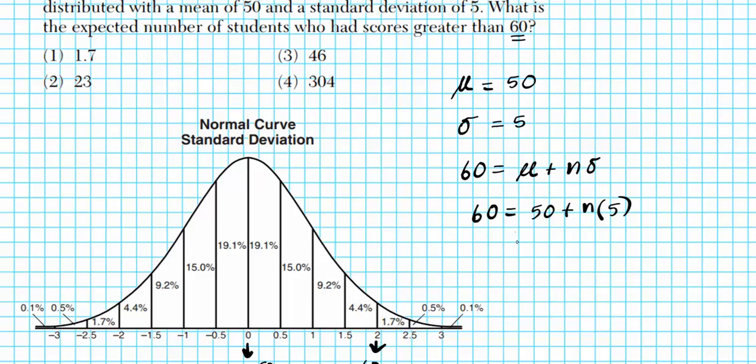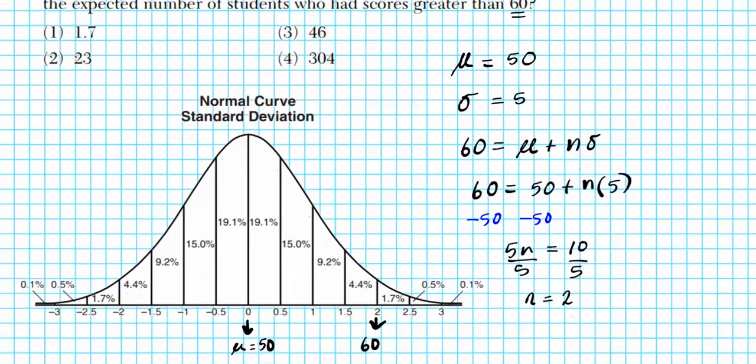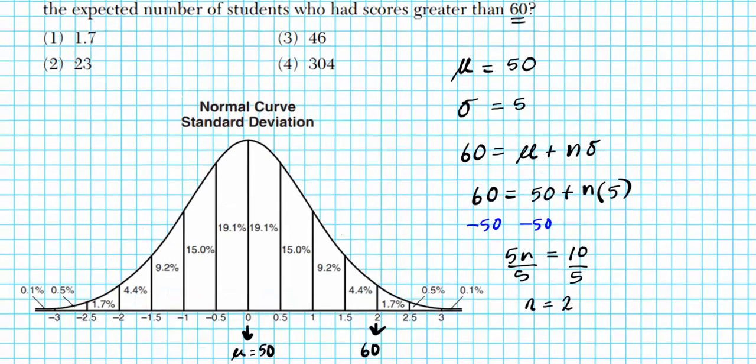What you do is subtract 50 from both sides. And then you have 5n, 5 times the number of standard deviations, equal to 10. 60 minus 50 is 10, divide both sides by 5, and you have 2 standard deviations to take you to 60.